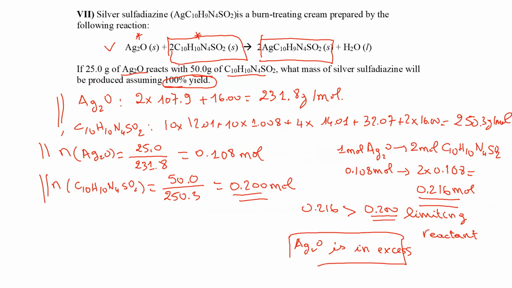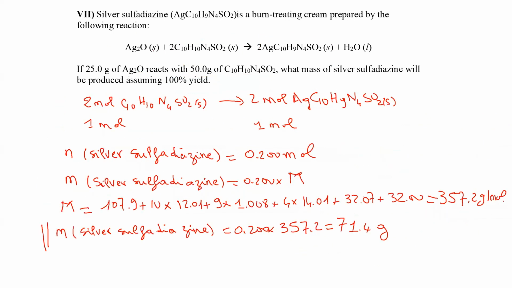So our limiting reactant is this one. We use it to calculate the number of moles. So it's a 1-to-1 mole ratio, so we know that we have 0.200 mole. We calculated the molar mass of silver sulfadiazine, so we can deduce the mass of silver sulfadiazine that is produced.